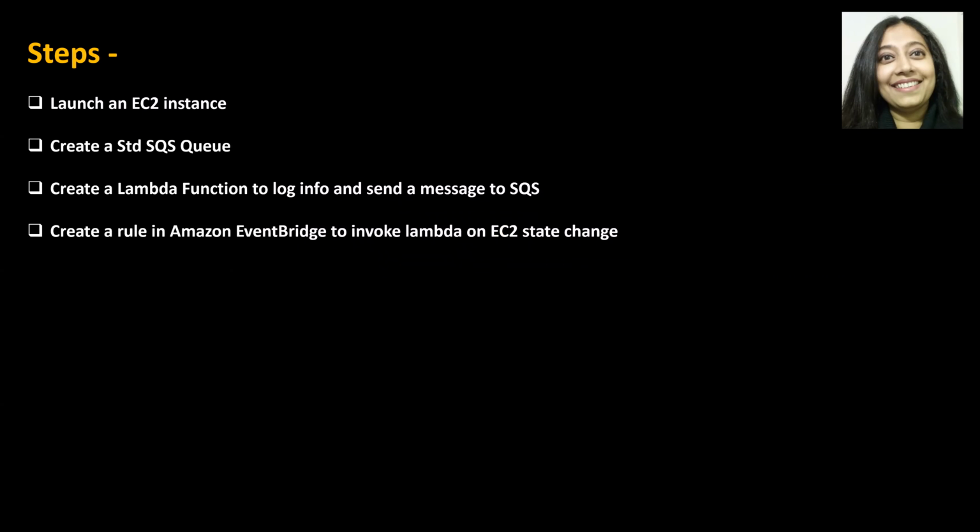Steps for this particular tutorial. First, we will launch an EC2 instance. After that, we will create a standard SQS queue. Then we will create a Lambda function to log info and send a message to SQS. And finally, we will create a rule in Amazon EventBridge to invoke our Lambda function on EC2 state change. So let's get started.